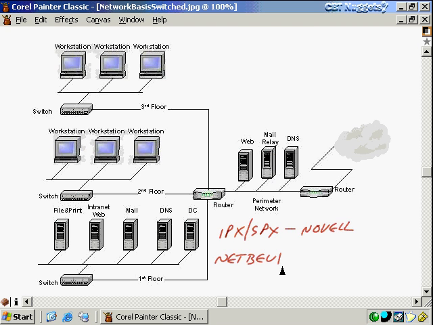NetBEUI is an old networking protocol from Microsoft's previous editions of their products, and you don't even get it by default with Windows Server 2003. You have to jump through some hoops to be able to get it installed on a Windows Server 2003 server. It's not in add remove programs or any of that kind of stuff. You actually have to copy certain files from the CD-ROM to the local server in order to install NetBEUI.